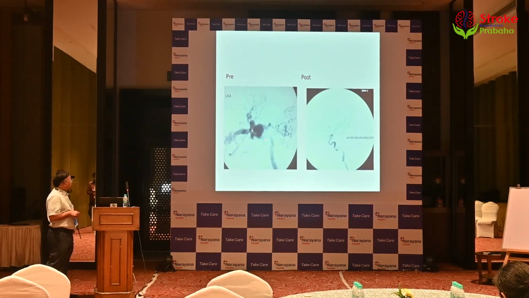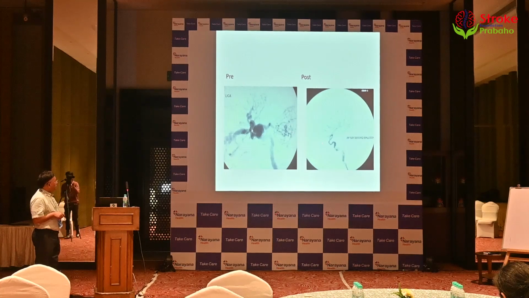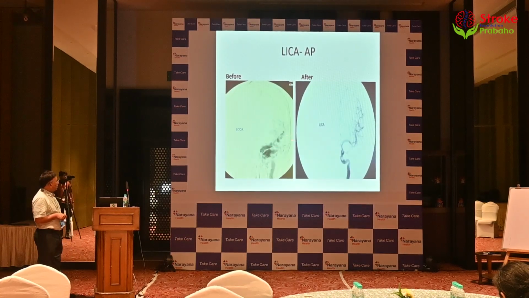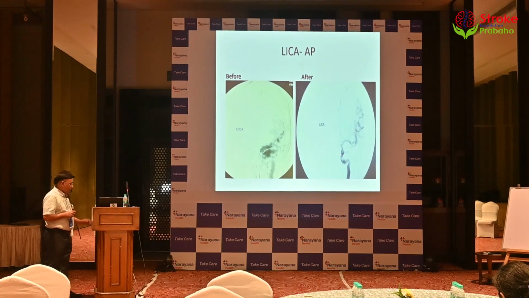So this is the pre-image and this is the post-image. The fistula is completely occluded. Now we can see flow in the middle cerebral artery and the anterior cerebral artery. In the AP view, pre and post, you can see very good flow in the MCA and ACA, which was not visible here. And this is the balloon here. So these are the two detachable balloons here, which close the fistula. Now these balloons are not available.